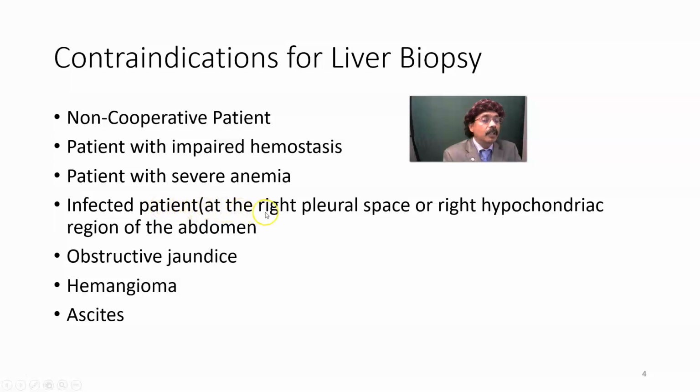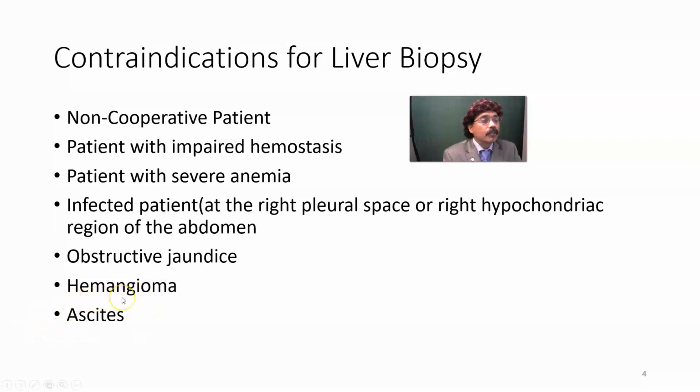Infected patients: there may be infection in the right pleural space or in the right hypochondriac region of the abdomen, and there may be spread of infection, so liver biopsy is contraindicated. Obstructive jaundice, where there is too much pressure buildup in the liver, too much portal hypertension, is also a contraindication for liver biopsy.